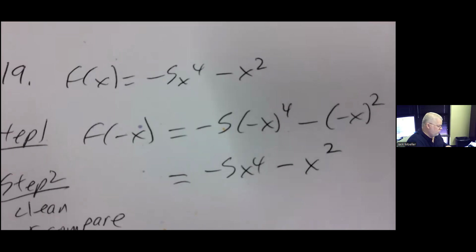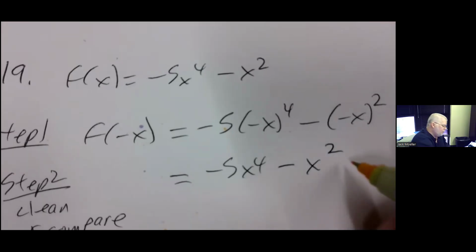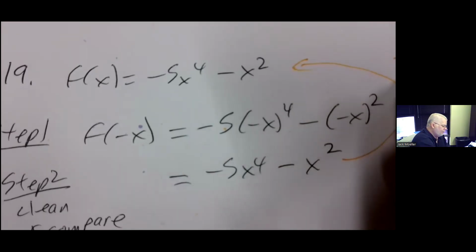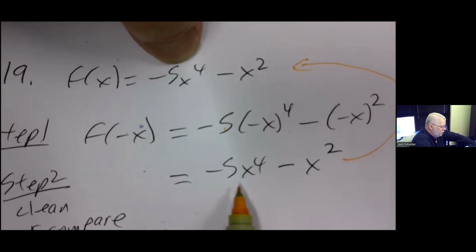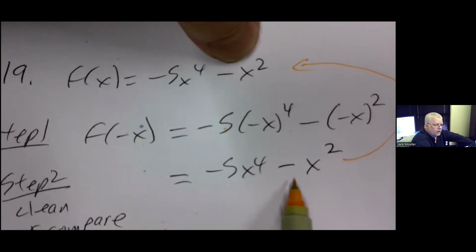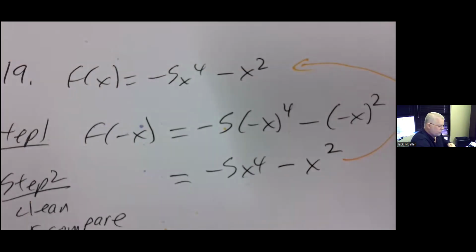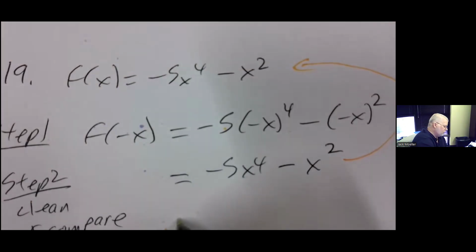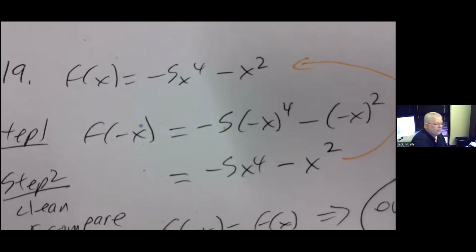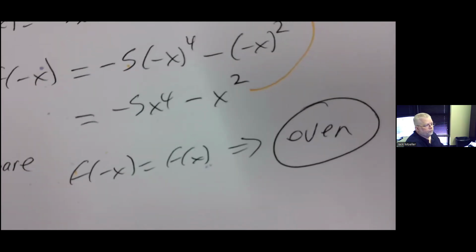So now compare that to what we started with. Negative 5x to the fourth minus x squared. That's exactly what we started with. So f of negative x equals f of x. That tells us that it is even. So if it's exactly what we started with, it's even. If everything changes, it's odd.